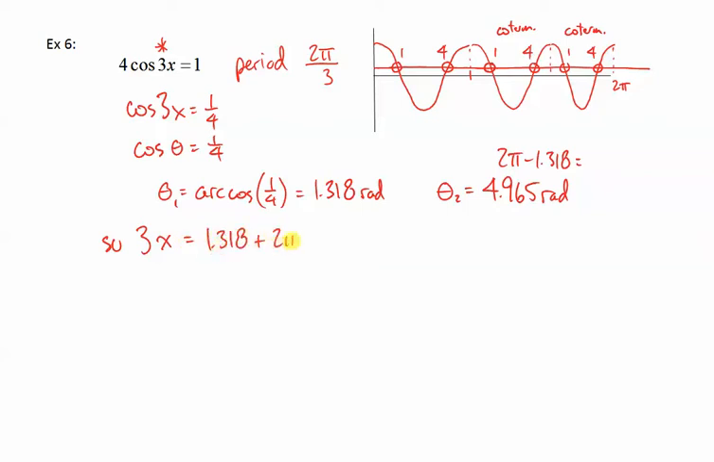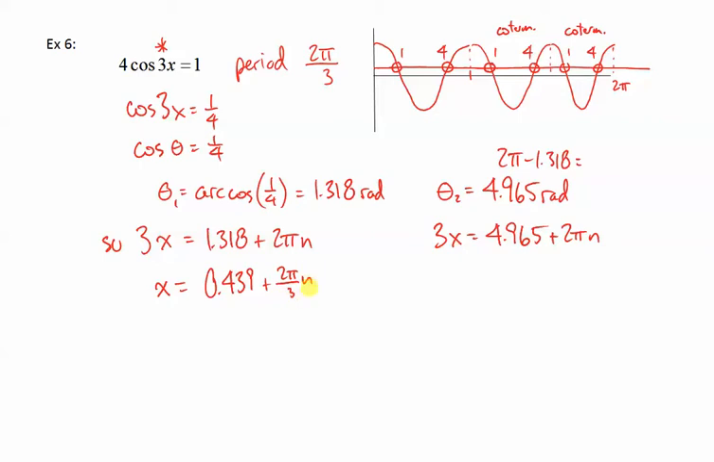And I have coterminal values. Same over here. I've got 3x equals 4.965 plus coterminal values. So when I actually solve for x, I need to remove 3 by division. So I'm going to divide this term, and I'm going to divide the coterminal by 3.